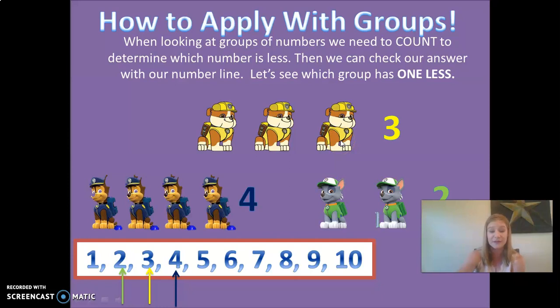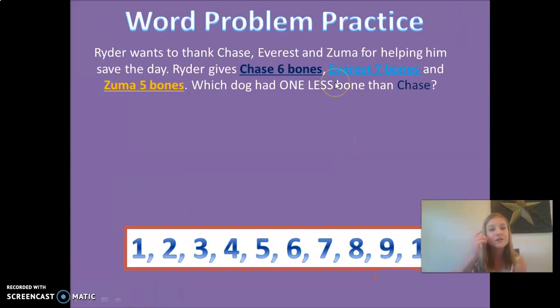So let's try this with a word problem now, and we're going to stick with Paw Patrol because I know a lot of you guys like that. So this is what your word problem says. Ryder wants to thank Chase, Everest, and Zuma for helping him save the day. Ryder gives Chase 6 bones, Everest 7 bones, and Zuma 5 bones. Which dog had 1 less bone than Chase?